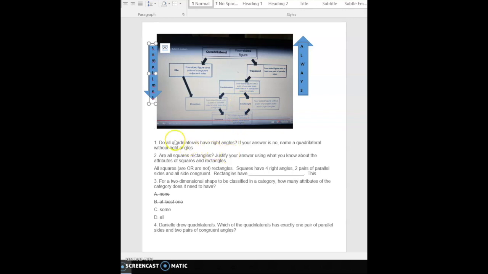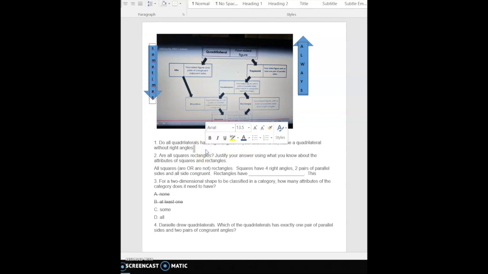The first one says, do all quadrilaterals have right angles? If your answer is no, name a quadrilateral without right angles. This chart that I posted has all of the quadrilaterals that we've talked about on it. So what you need to do to answer this question is look through the attributes for each and see if they have right angles. If you find one or more that doesn't have right angles, then your answer is going to be no, and you're going to name those examples that you found.